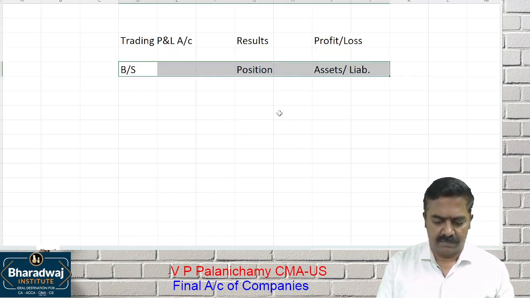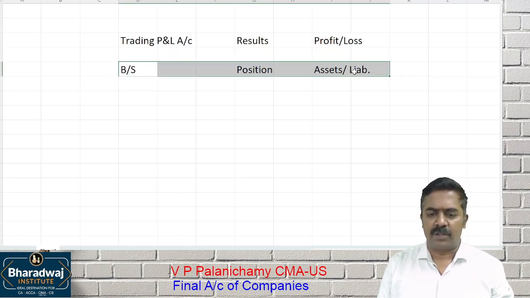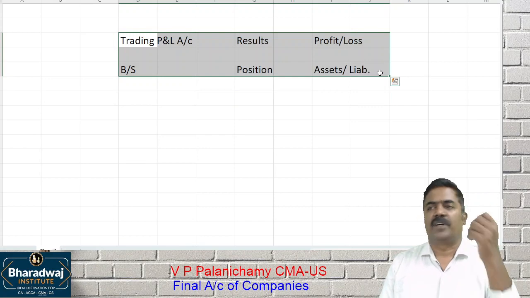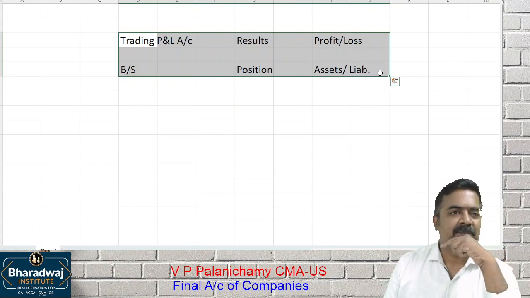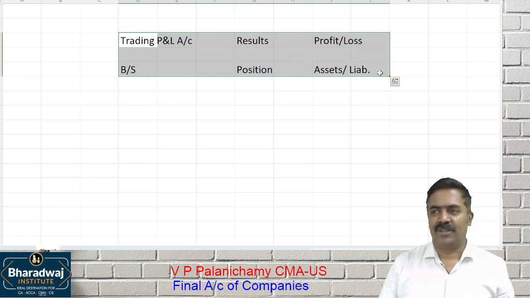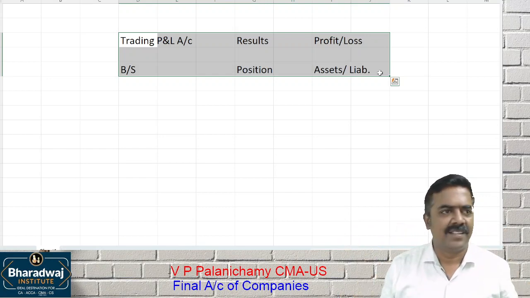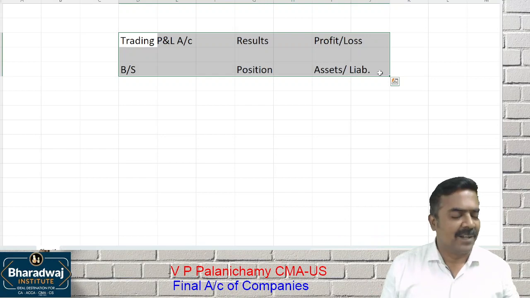The balance sheet is prepared to know what? Statement of which one? Assets and liabilities as on a particular date. This we do for a sole trader. What do you mean by sole trader? A single owner. You are the single owner, the ultimate owner of the business. We prepare trading P&L account and balance sheet.